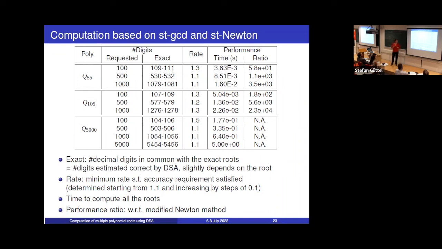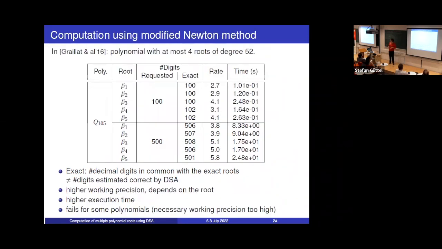You also have the time to compute all the roots, and then the performance ratio with respect to the approach based on the modified Newton method. You can see that the new approach outperforms the one based on the modified Newton method by several orders of magnitude. And actually, there are cases where the modified Newton method failed because of a lack of memory in the machine. So now we have a closer look at what happens with this modified Newton method.